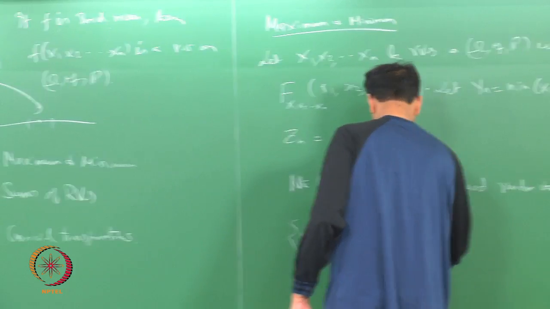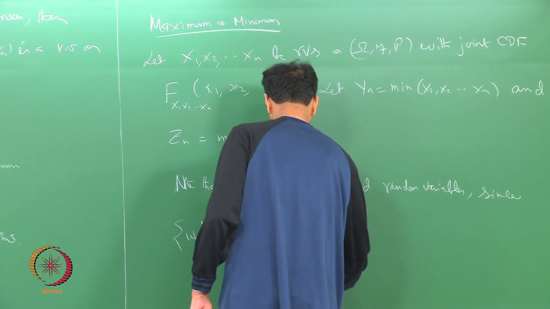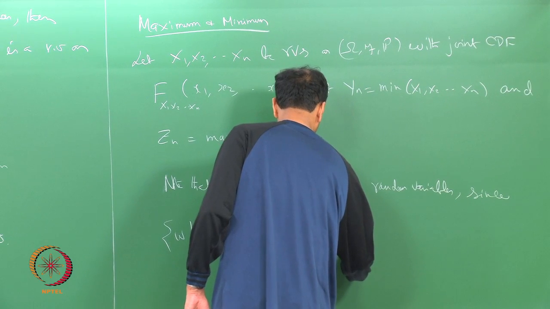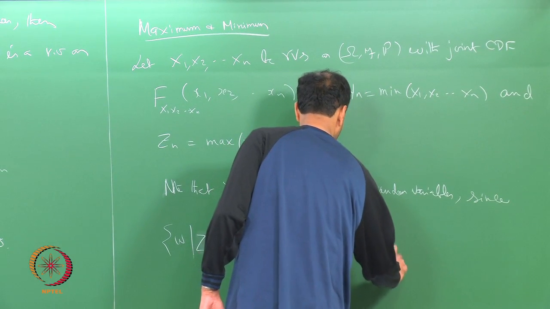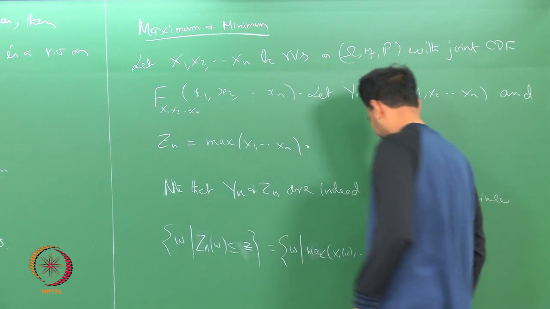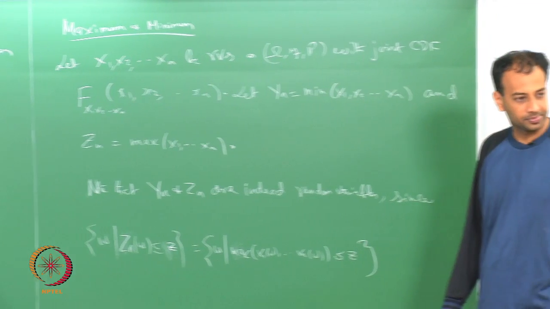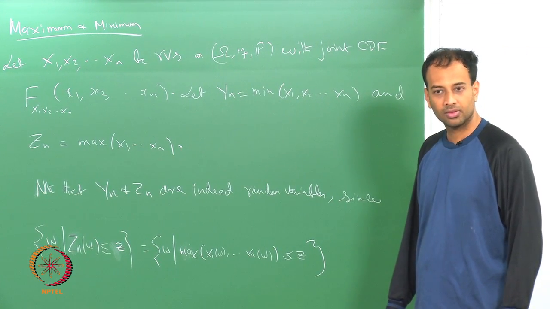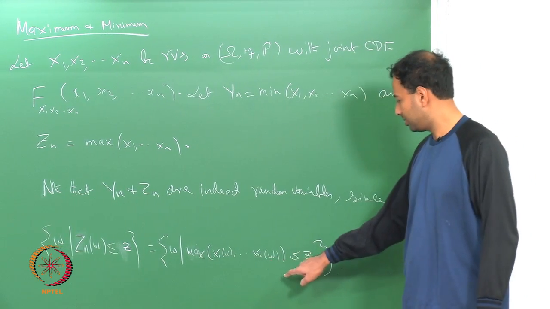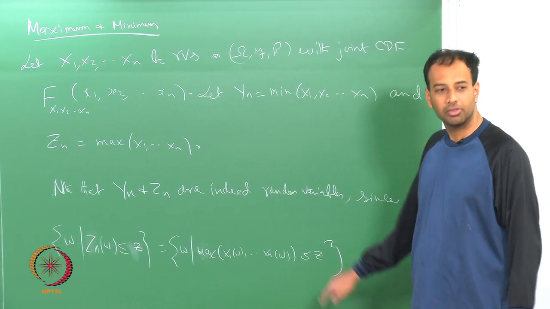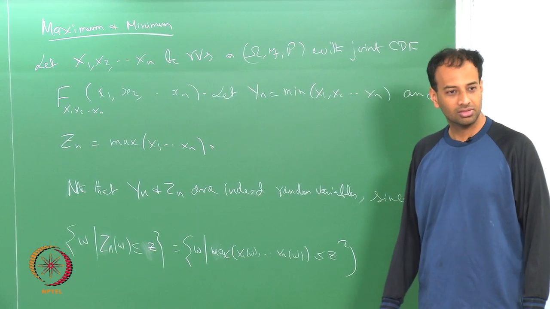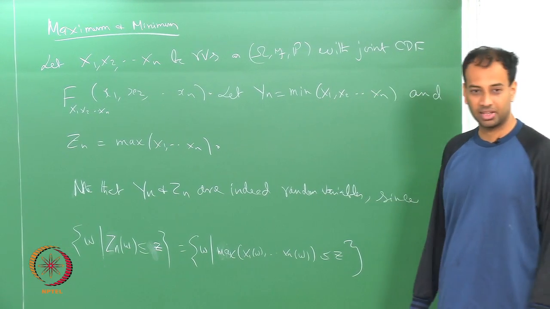Zn is the, so this is the event that the maximum of X1 of omega, dot dot dot, Xn of omega is less than or equal to little z, right, correct. Next, note that the maximum being less than or equal to little z is equivalent to saying that each one of them is less than or equal to z, right, that is the key step.